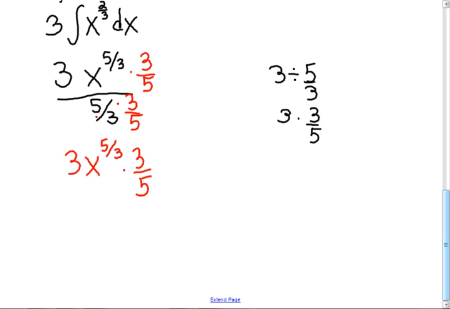Don't forget plus c. But if it's multiple choice, you're going to have to know how to simplify. So that would be 9/5. And you could check by taking the derivative, and that's x to the 5/3 plus c. And that's all there is. So all I did was introduce an integral symbol.